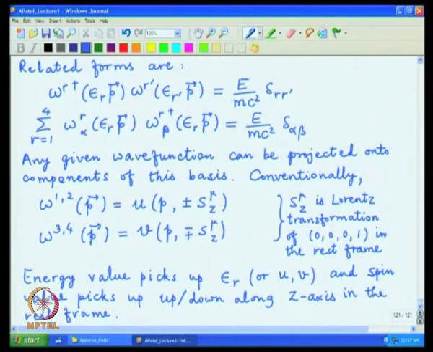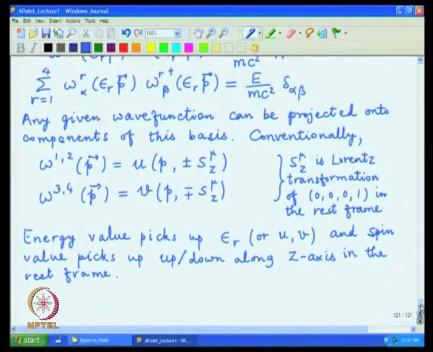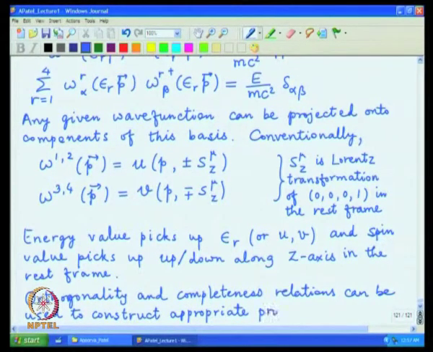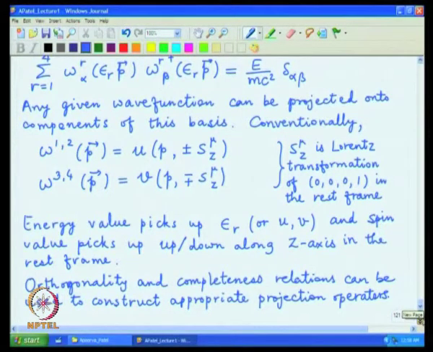That is a convenient basis. One can use this completeness and orthogonality relations to construct appropriate projection operators for these 4 choices, and we can do that now very easily.